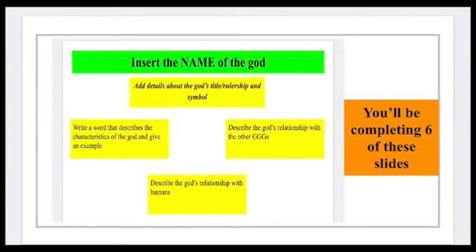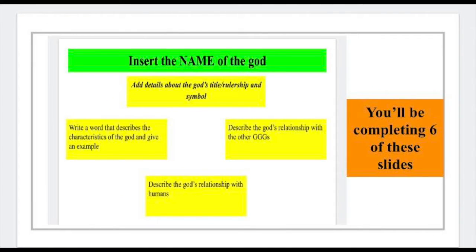Here we have an image of what one of the slides looks like, and you'll be completing 6 of these slides. So for each of the gods or goddesses that you select, you'll be identifying the god by putting the name of the god in the first section. Once you have done that, you will then add some details about the god, like their title, or what they rule over, or what their symbol is.